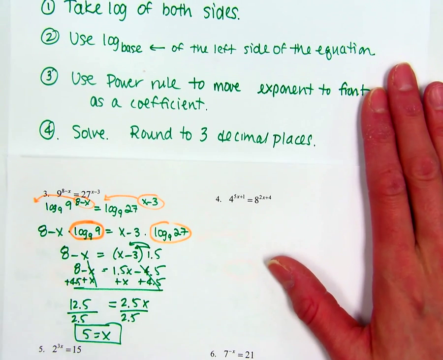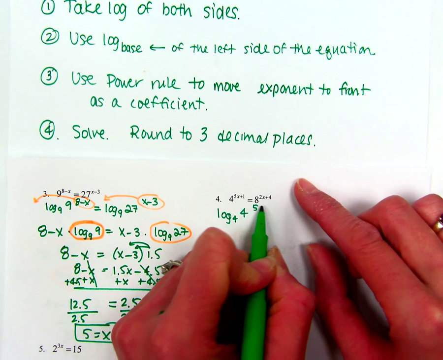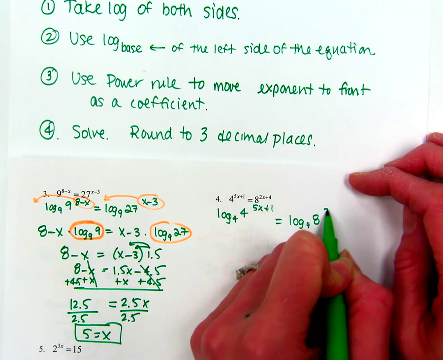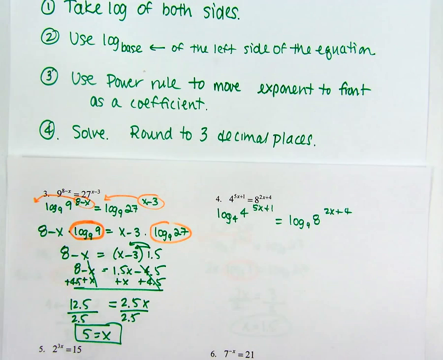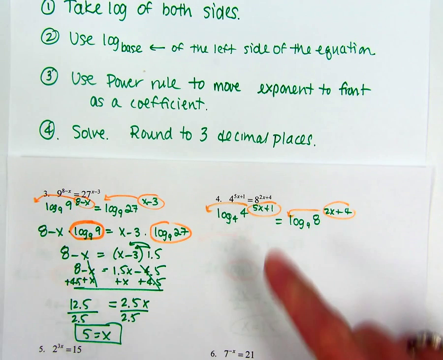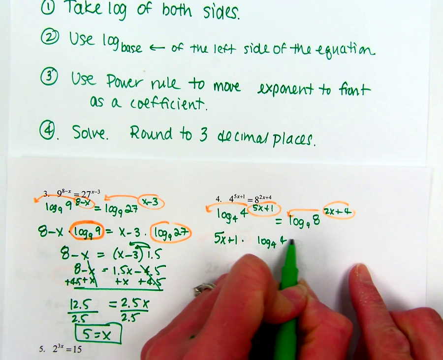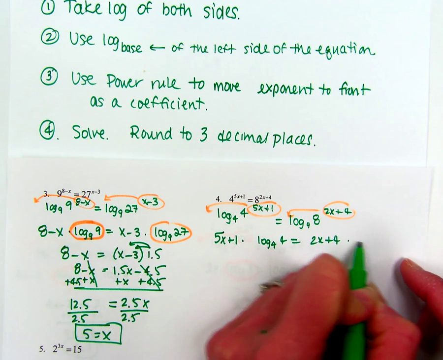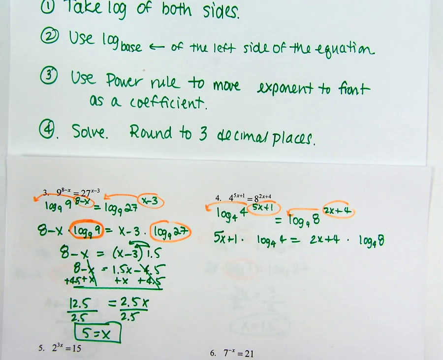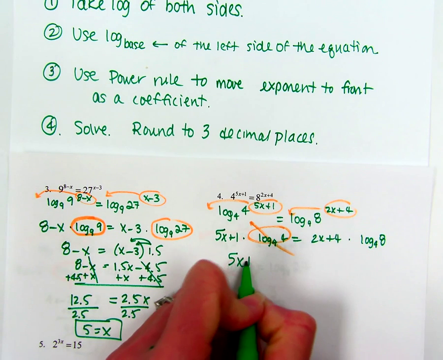All right, number 4, what's my base? My base is 4, so I'm going to take log base 4 of 4 to the 5x plus 1 equals log base 4 of 8 to the 2x plus 4. So now all my exponents, those go out in front. All right, so this is 5x plus 1 times log base 4 of 4, 2x plus 4 times log base 4 of 8. All right, this log base 4 of 4 we should know by this point is 1, so that just disappears, so it's just 5x plus 1.